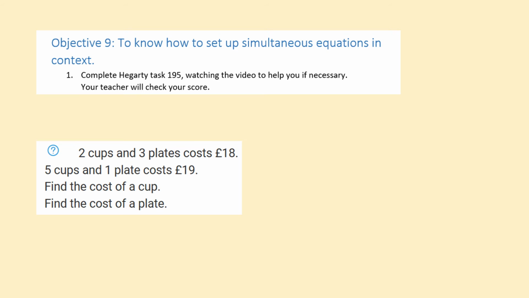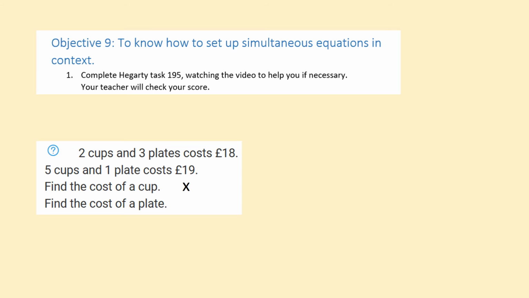And then objective 9 is to know how to set up simultaneous equations in context. Now the interesting thing here is the actual solving of them you can often do by trial and error, but the test here is how you put a question like we have there into simultaneous equations to solve to find the solution. So in this question we have 2 cups and 3 plates costs £18, 5 cups and 1 plate costs £19. And the task is to find the cost of a cup and a plate.